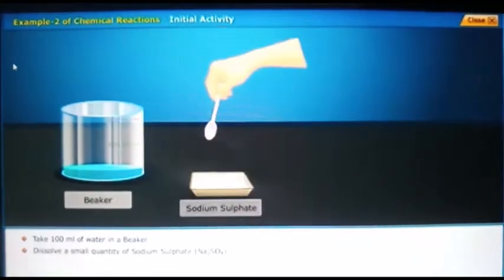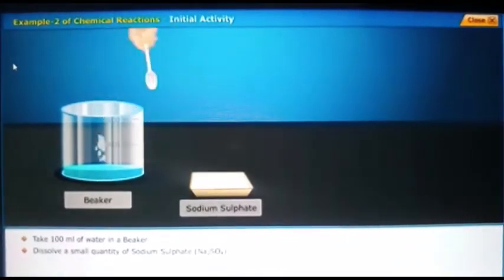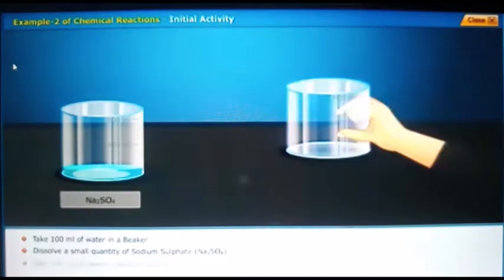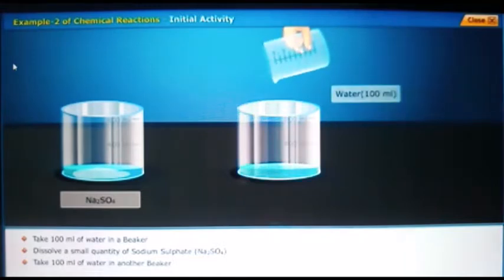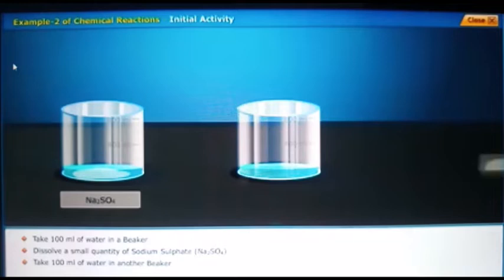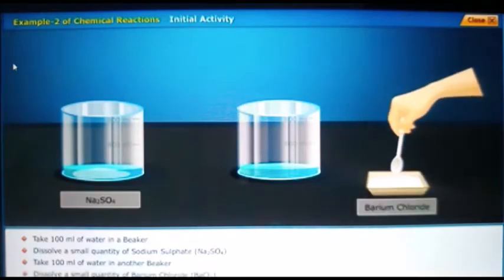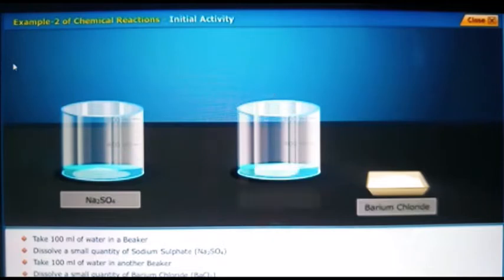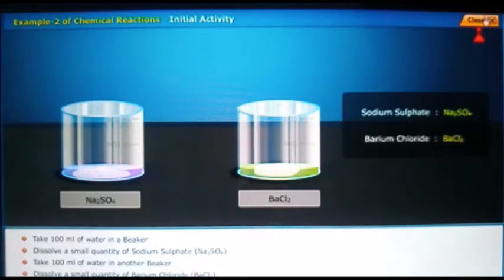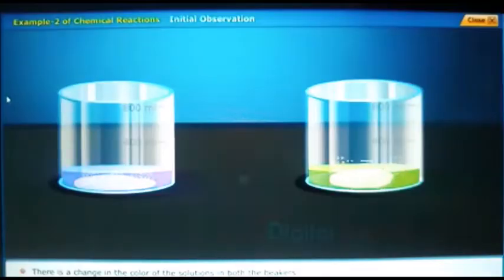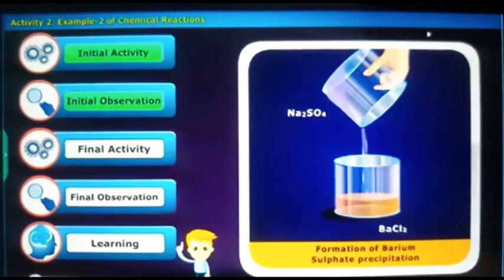Example 2 of chemical reaction. Take 100 ml of water in a beaker and dissolve a small quantity of sodium sulfate, Na2SO4. Take 100 ml of water in another beaker and dissolve a small quantity of barium chloride, BaCl2. We observe there is a change in the color of the solution in both the beakers.